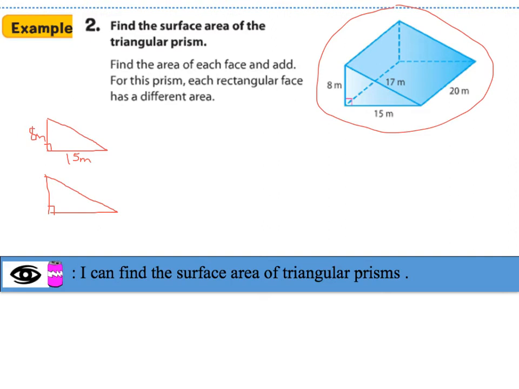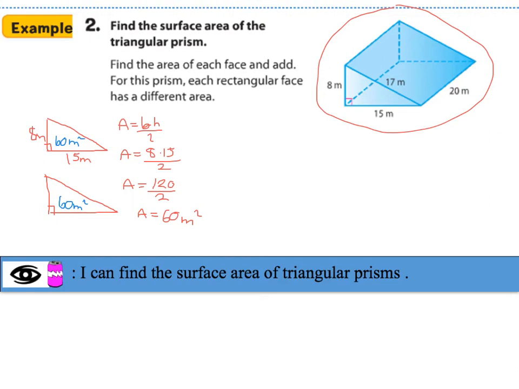So let's go ahead and find the area of the triangle. Area is equal to base times height divided by 2. Area is equal to 8 times 15 divided by 2. So let's go ahead and do the math. 8 times 15 is equal to 120. So let's divide 120 by 2. So the area of one triangle is equal to 60 meters squared. So if the top is 60 meters squared, then the bottom also has to be 60 meters squared.